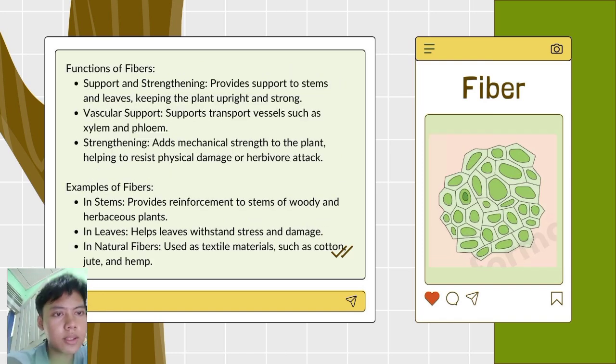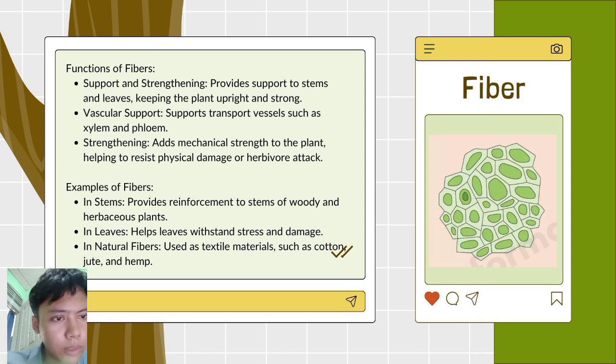Functions of fibers. One is support and strengthening. They provide support to stems and leaves, keeping the plant upright and strong. Two is vascular support. They support transport vessels such as xylem and phloem. And the last is strengthening. They add mechanical strength to the plants, helping to resist physical damage or herbivore attack.